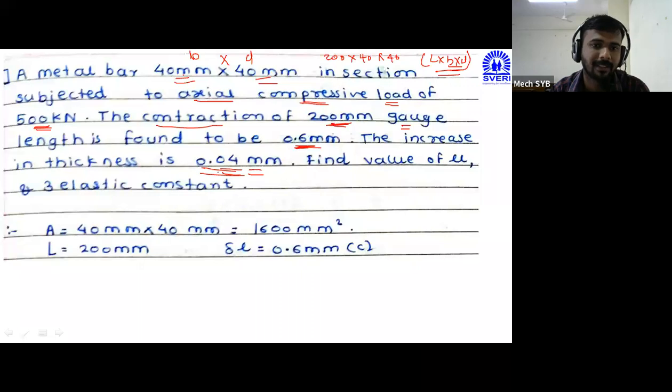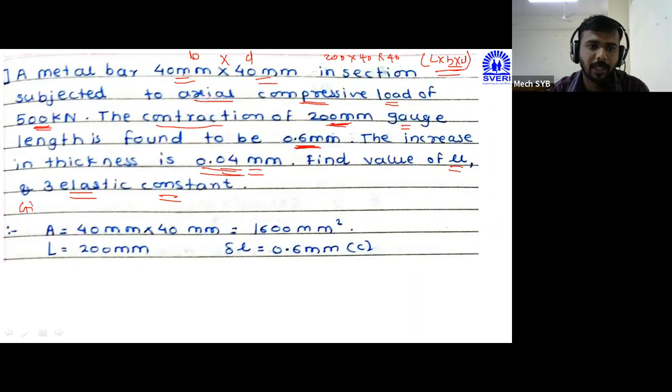If we look at the first problem, there was a tensile load and a diameter, so the length had increased by 0.1 mm and the diameter had decreased by 0.004 mm, because the load was tensile. But here it is exactly opposite. Since the applied force is compressive, the length has decreased and the thickness has increased. That is the change in thickness they have given. Find the value of mu and the 3 elastic constants. Means we have to calculate E also, G also and K also. Okay, so this is the statement.